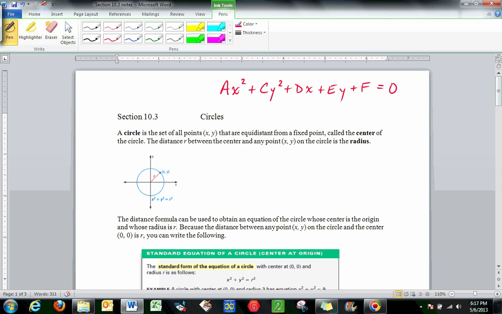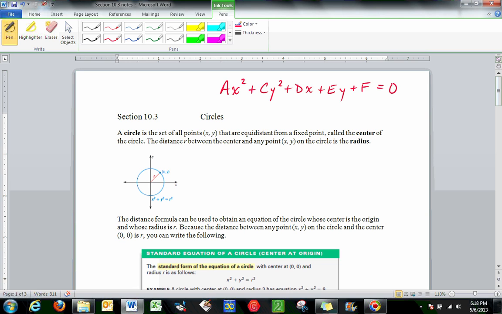What this equation represents is the general conic equation, which means that this equation can apply to pretty much all four conics. Depending on what's been given to you, the A, the C, the D, the E, and the F, and what quantities those values are in the particular equation will dictate what type of conic section that you're dealing with.